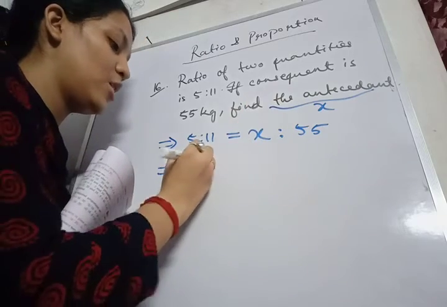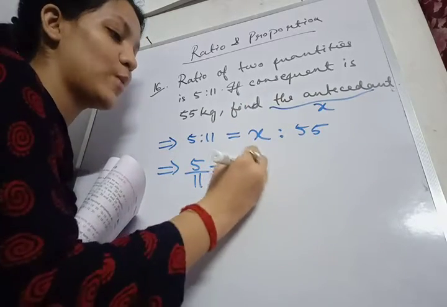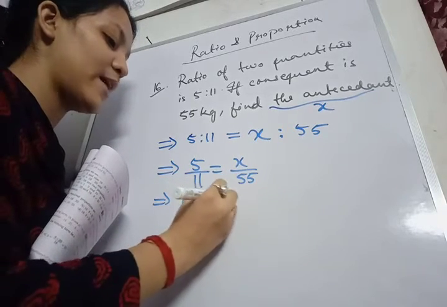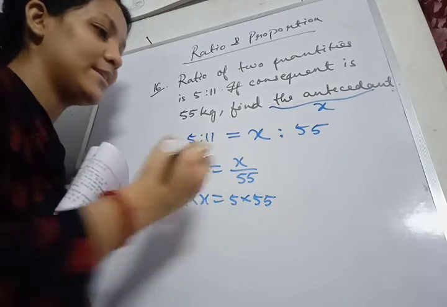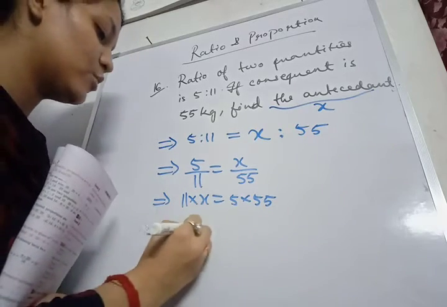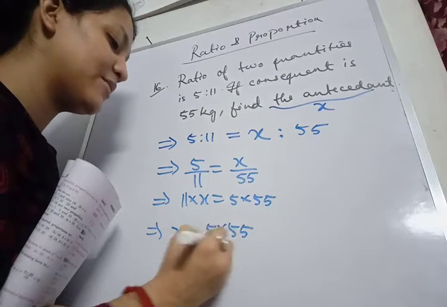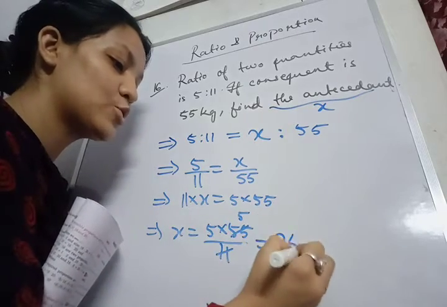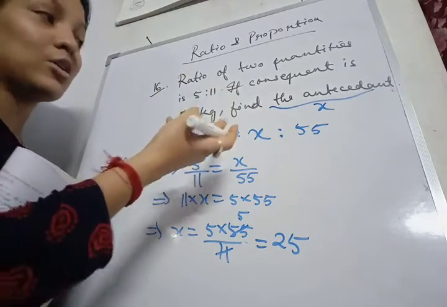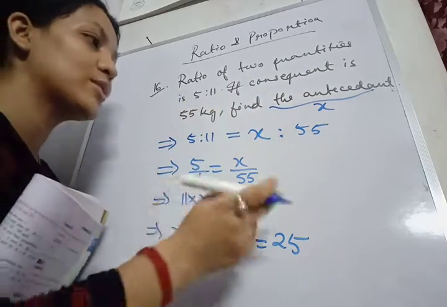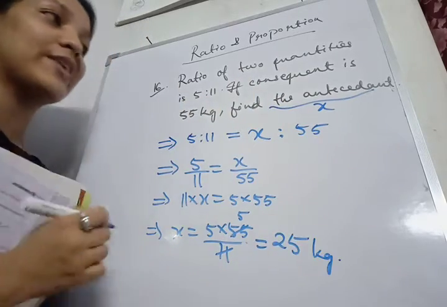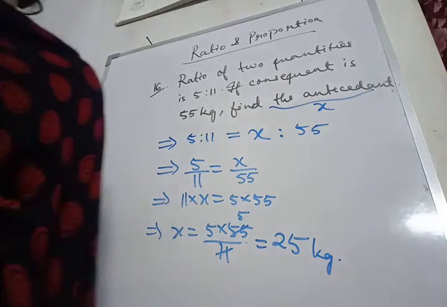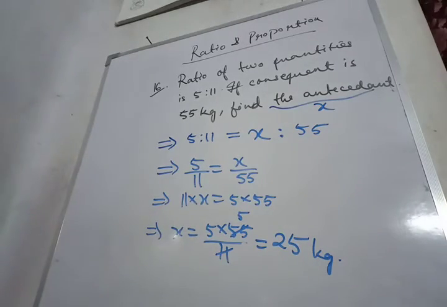Okay, now we'll take the division form, that is 5/11 equals x by 55. Then we do the cross multiplication, 11 into x equals 5 into 55. Then x will be equal to 5 into 55 by 11. So 11 5s are 55, that is 5. And since here consequent is given in kg, the unit of antecedent will also be kg. So 5 kg is my answer for 16. Now we move on to the next sum.